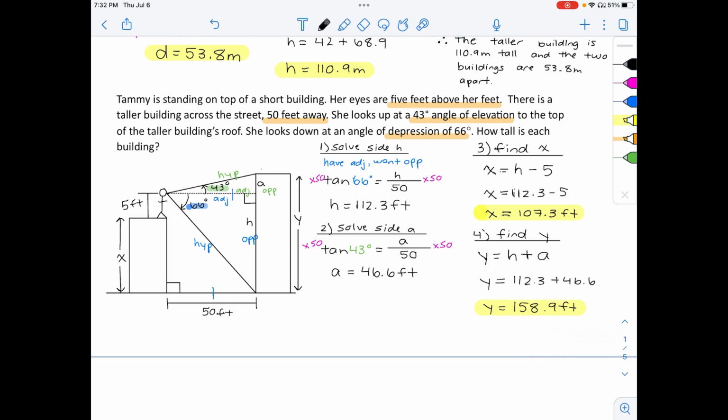I have found the heights of both buildings. And lastly, because it's a word problem, I need to write a sentence answer. I don't have a ton of space here, but I'm just going to write it here. So again, these little 3 dots mean therefore, and I'm going to say therefore the shorter building is 107.3 feet, and the taller building is 158.9 feet.